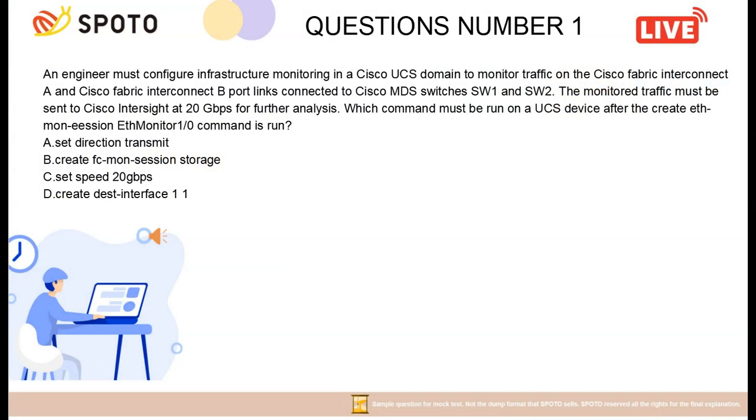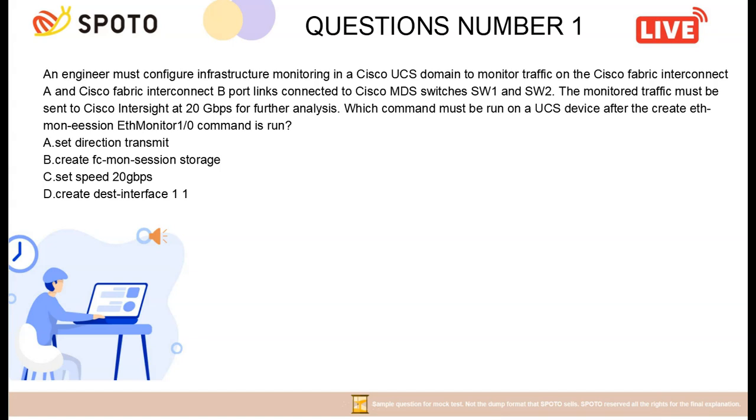Question 1. An engineer must configure infrastructure monitoring in a Cisco UCS domain to monitor traffic on the Cisco Fabric Interconnect A and Cisco Fabric Interconnect B port links connected to Cisco MDS switches SW1 and SW2. The monitored traffic must be sent to Cisco Intersight at 20 gigabits per second for further analysis. Which command must be run on a UCS device after the create fmon session fmonitor1/0 command is run?